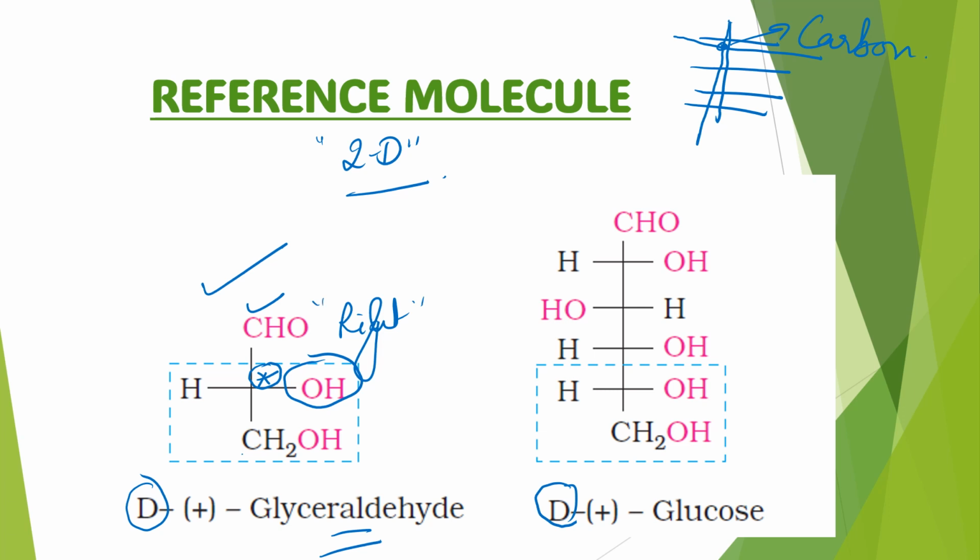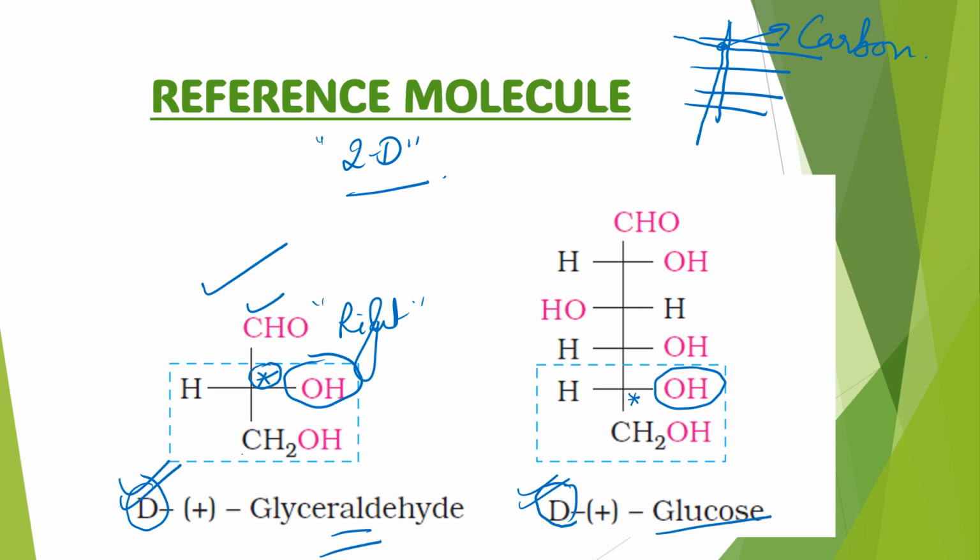If OH is present on the right side of the molecule of glyceraldehyde, it is known as capital D glyceraldehyde. And when the same glyceraldehyde is compared with glucose, we have to take the lowest asymmetric carbon, that is this carbon. So in this carbon also, OH is on the right side. That is why it is capital D glucose.